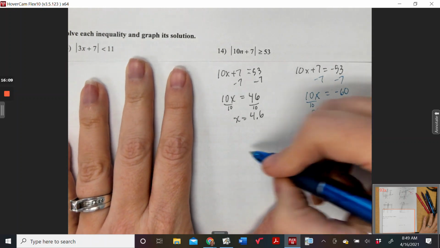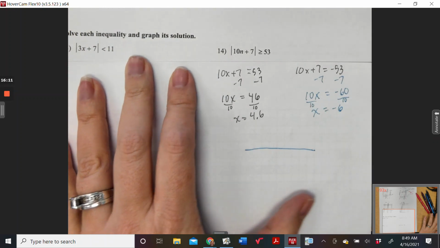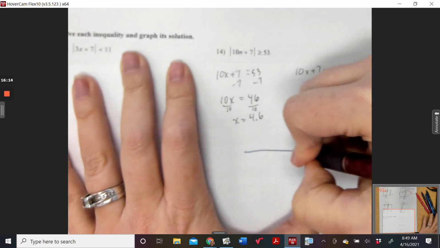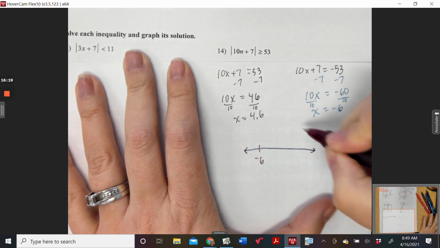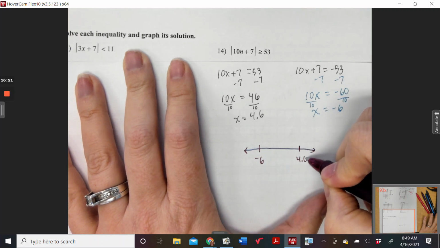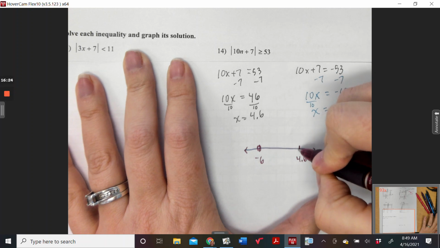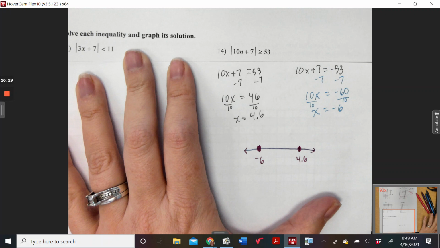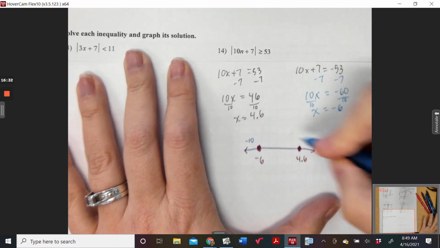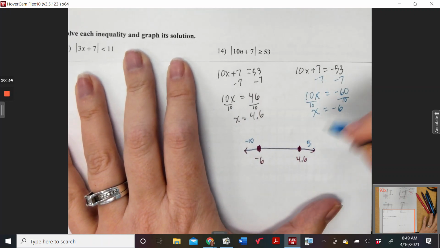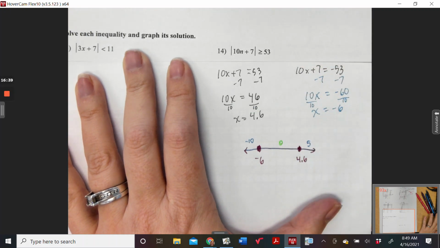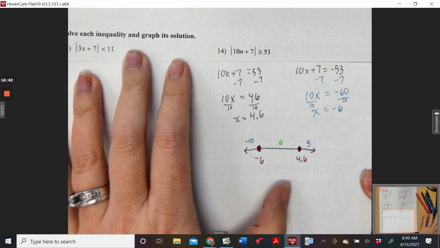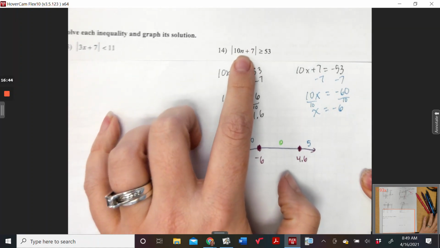Just like when I was doing this and I found my boundaries, I have just found my boundaries. Okay, so my boundaries on my number line are negative 6 and 4.6. And again, I've created 3 areas. And I will test 3 different points. So from this area, I'm going to test like negative 10. From over here, I'll just test positive 5. And in the middle, I always choose 0 whenever I can. So let's start with 0, because 0 is awesome.